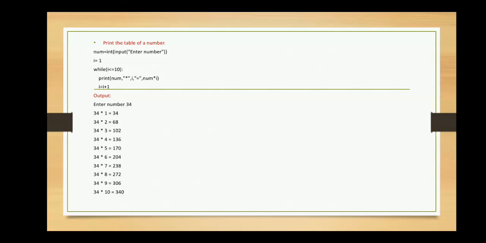In the print statement you can see num and I are not written within double quotes, because if you write num and I within double quotes, it will print num and I in place of 34 and 1, 34 and 2. It will print only the words num and I. That's why it is not written within double quotes, and then after that the value is given.